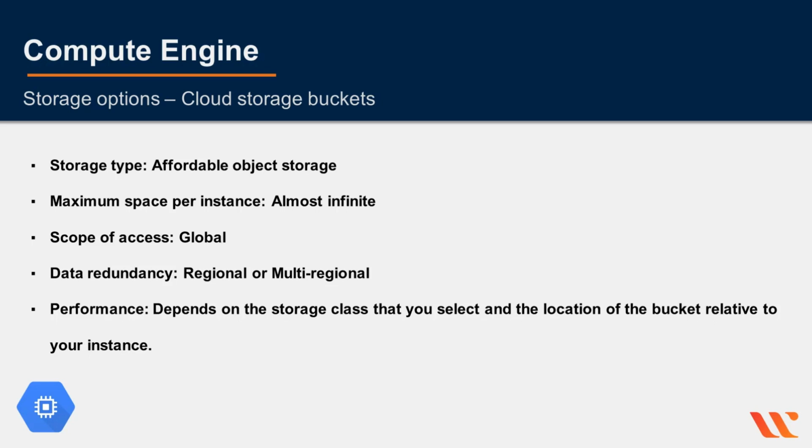Cloud Storage buckets. Cloud Storage buckets are the most flexible, scalable, and durable storage option for VMs. If the application does not need the lower latency of persistent disks or local SSDs, you can go for this option. The performance depends on the storage class that you select and the location of the bucket relative to your instance. The scope is global and the data redundancy is regional or multi-regional depending on how it's set up.